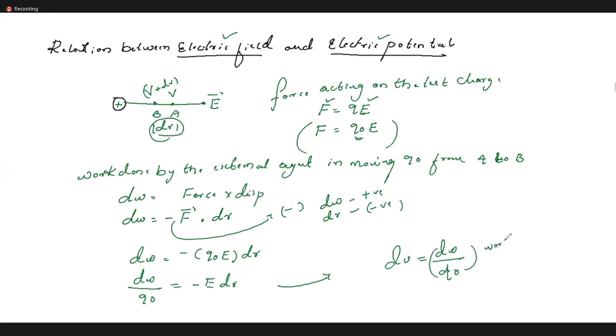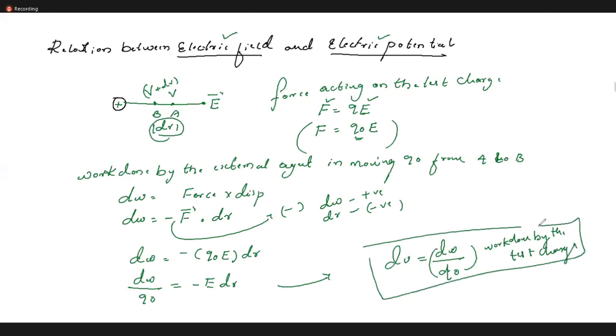Okay, the work done by the test charge here. So let me write it as the work done by the test charge. dV is equal to dW by q naught. Okay, so then let me take a d.